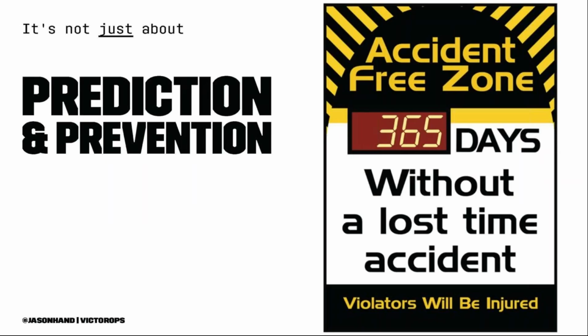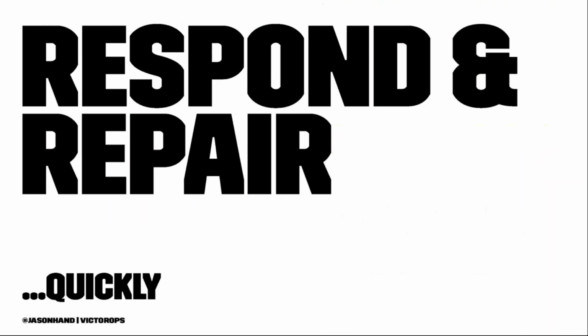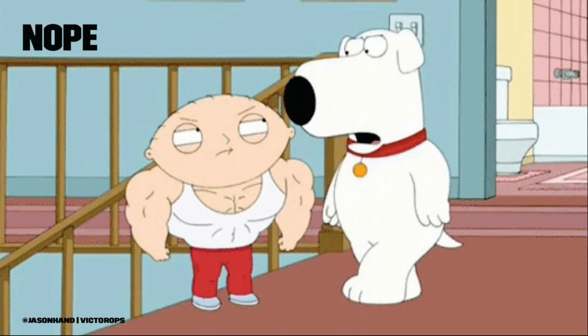So the key takeaway there is that it's not just about prediction and prevention. It's actually more about how are you able to respond and repair quickly. Responding to and then repairing service disruptions quickly should be our new focus. But previously, IT operations had to take a hard stance when it comes to allowing developers to introduce code into our production servers or into our production systems. And a big reason is that they were extremely risk averse.